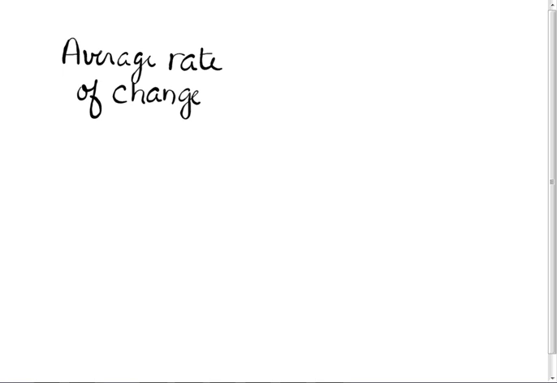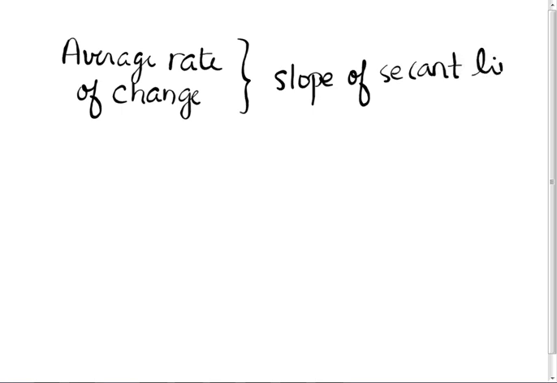Average rate of change. What is that? It's just the slope. Okay, that's the slope of the secant line. You guys remember what the secant is? Wasn't that the problem? Finding average rate of change is like an interval. That was the problem. Right, it's two problems there.